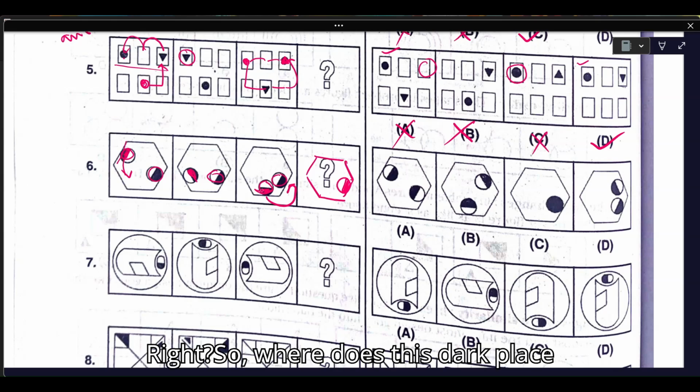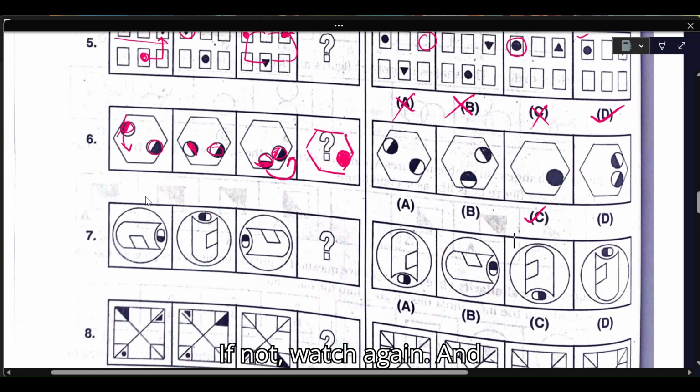So where does this dark place go? It will again go to this upper part. So obviously both balls will be there in the same place, right, and it will be all black. So what is the correct answer? That will be C. I hope you understood. Okay, if not, watch again.